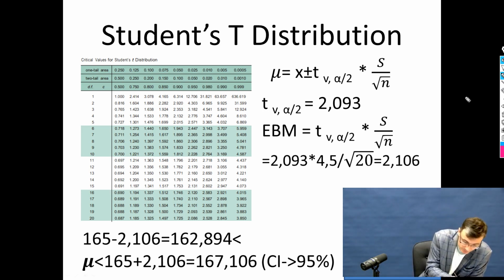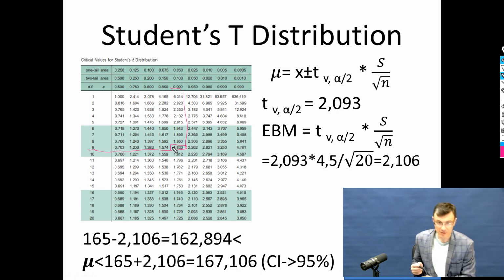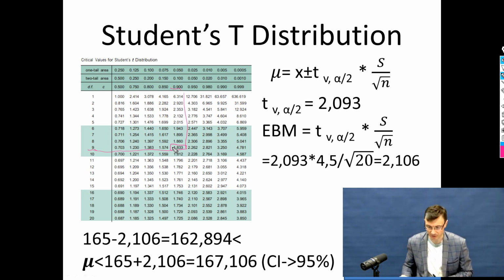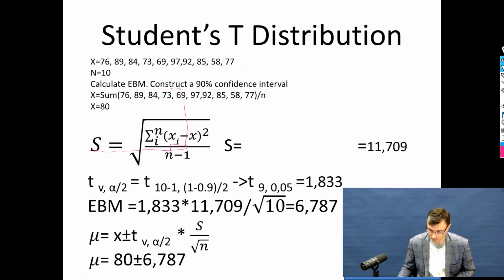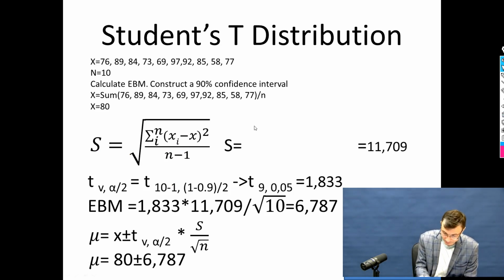Levels of freedom. Confidence level. And here we go. We get this parameter that we place in our formula. So here we place this parameter.